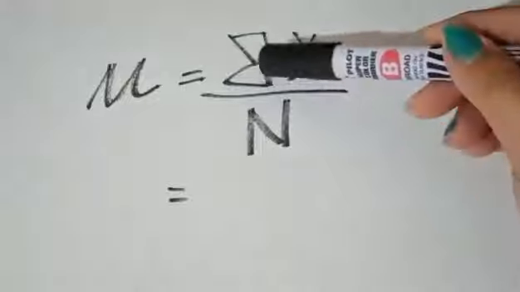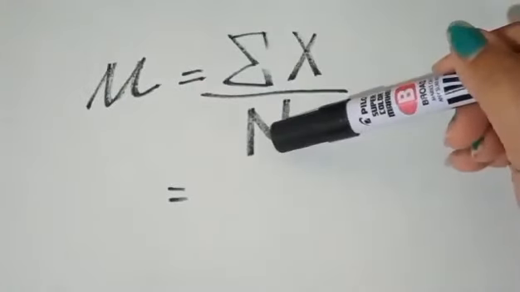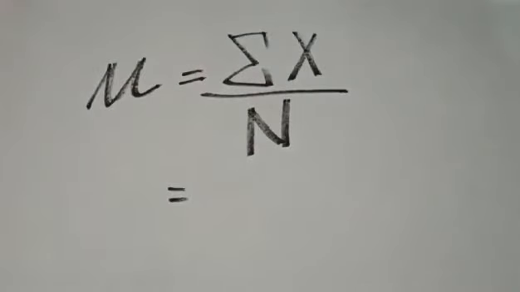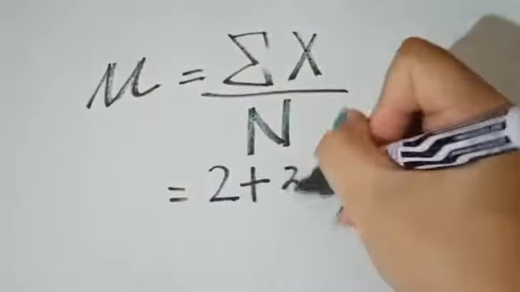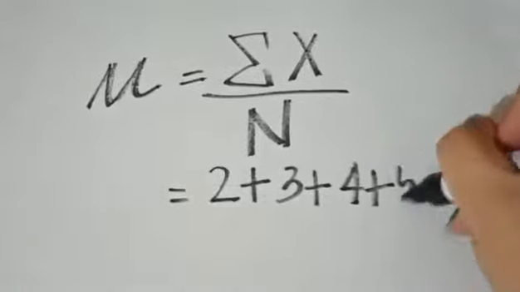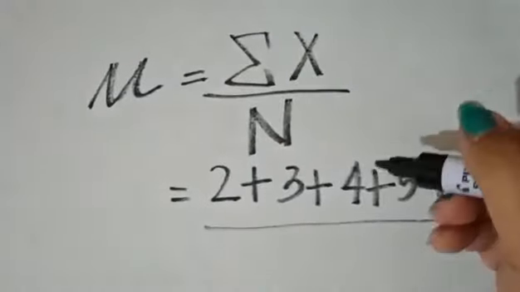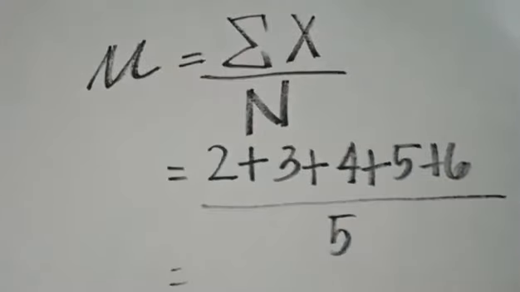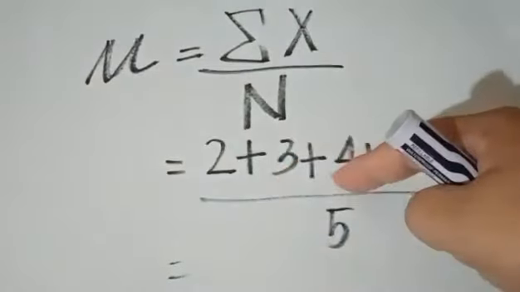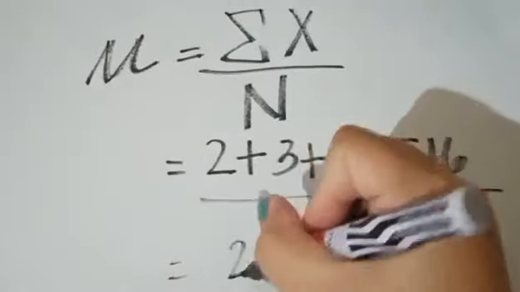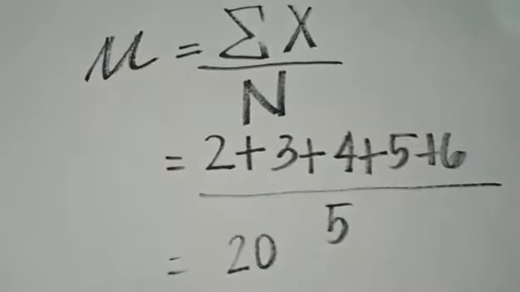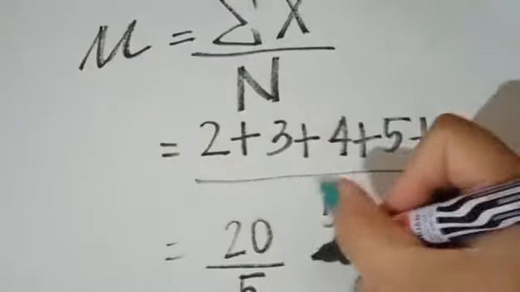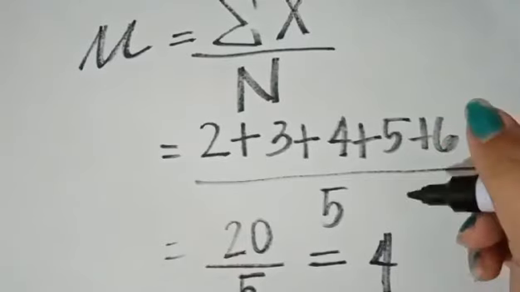Okay, class, let us compute the mean of the population, wherein we are going to use the formula, the summation of x all over n, or the total number of your given. So your given here is 2 plus 3 plus 4 plus 5 plus 6 all over n. Of course our n is 5. Then you add 2 plus 3 plus 4 plus 5 plus 6, that is equivalent to 20. Then you divide this by 5. Therefore the mean is equivalent to 4.